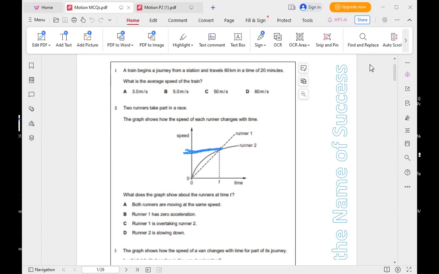So both runners move at the same speed. Does runner 1 have zero acceleration? No. Is runner 1 overtaking runner 2? No. Is runner 2 slowing down? No. At time t, the graph shows both runners move at the same speed. What do you mean by overtaking? Overtaking means going forward ahead of each other.